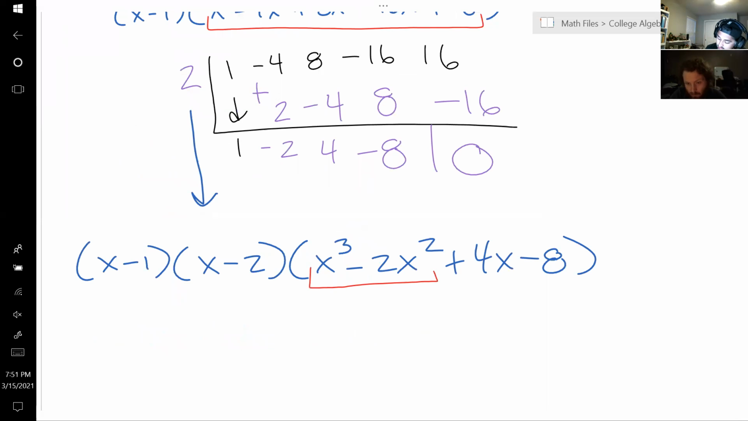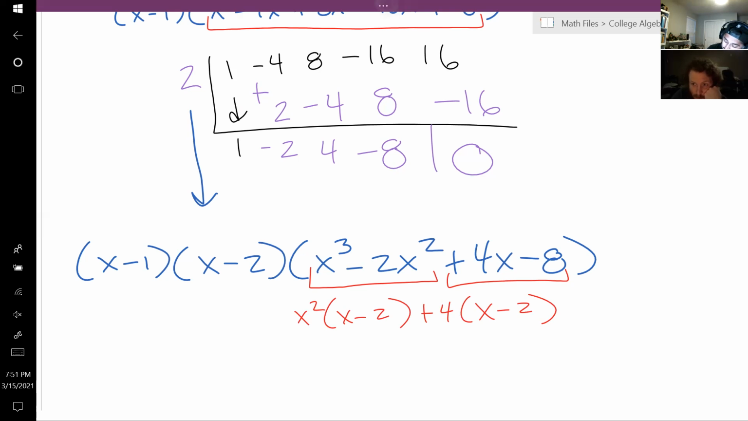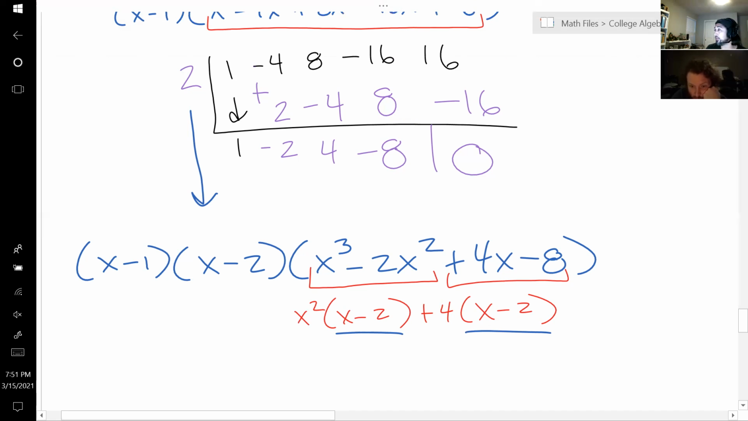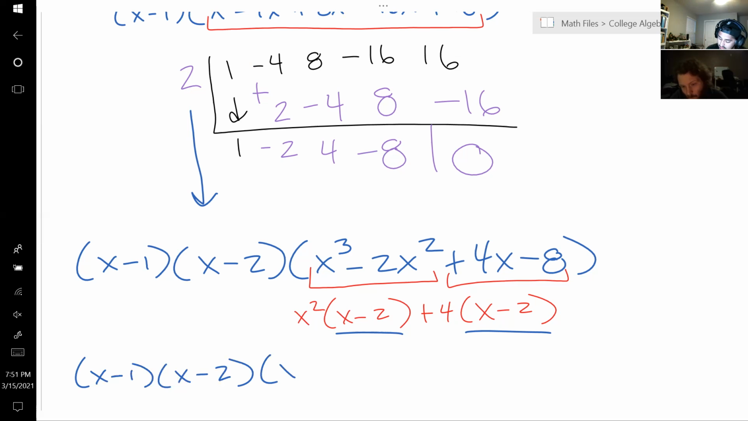Good. So we'll separate these 2, separate those 2, and then from x cubed minus 2x squared, what could I factor out? x squared. That'll leave me with x minus 2. And from 4x minus 8, what could I factor out? A 4. That leaves you with x minus 2. Hey, look at that. Since these look the same, I can factor them out. So I get another x minus 2. And what's left over? x squared plus 4.